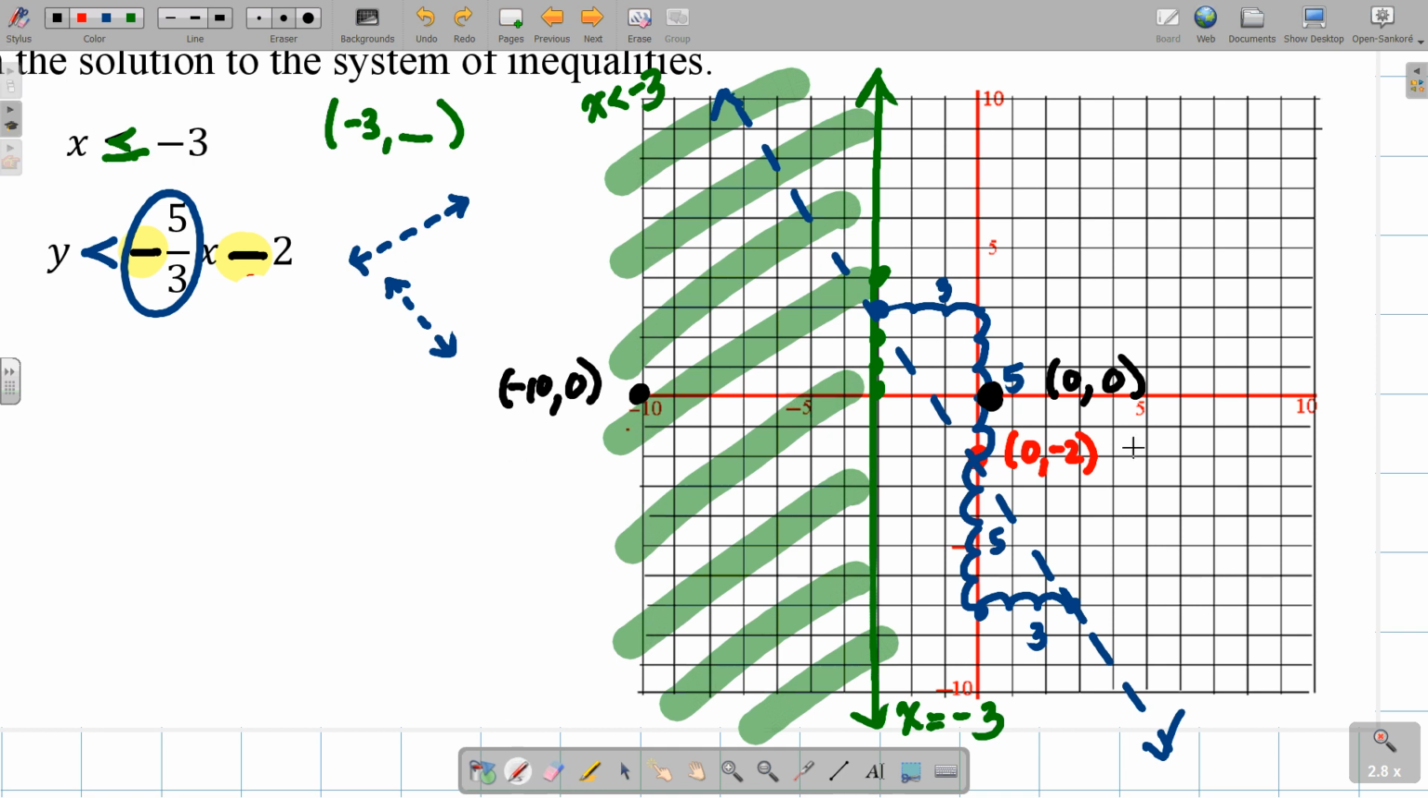Now I plug both of these in, and I ask myself, which one of these is true: (-10, 0) or (0, 0)? I'm going to do the (0, 0) because that's easy to see. So if I have a 0 in the x, that means I have a 0 there, so I have a -2 on the right, less than, and if I put a 0 here, you ask yourself, is that a true statement? The answer is no. 0 is greater than -2. That is not a true statement. Not true.